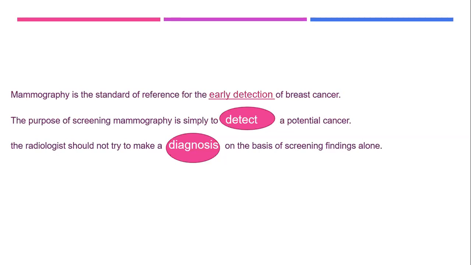Detection: to detect that there is an abnormality, but not necessarily whether this abnormality is cancer or not. Just to detect an abnormality. But diagnosis is to characterize the lesion to reach a diagnosis, to define whether it is cancer or a benign lesion, by assessing the lesion by its characters. So if you notice, they are always saying mammography is the standard reference for early detection, not saying early diagnosis, early detection, early picking up of cancer.